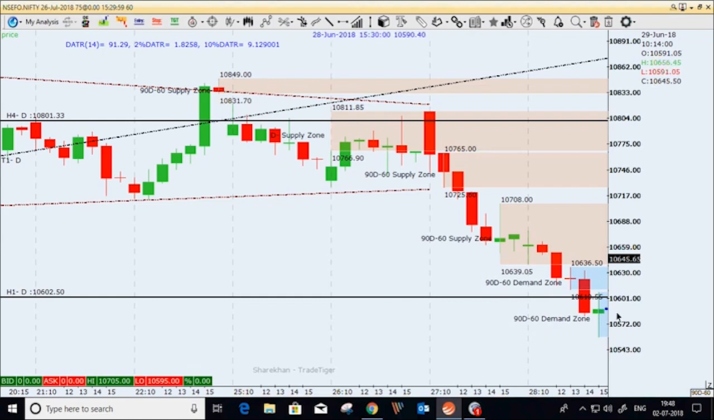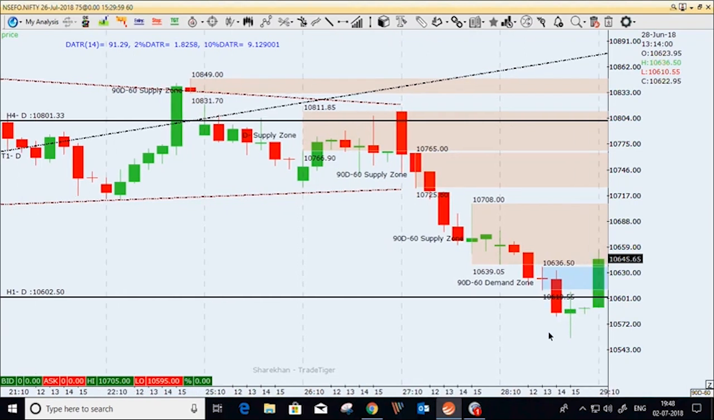And what did price do thereafter? Price came down, created a base candle, one more base candle, and what happened here, friends? What happened?